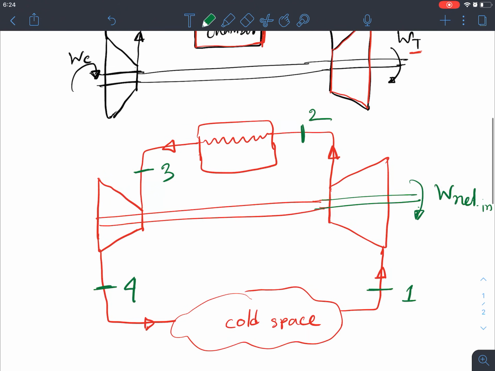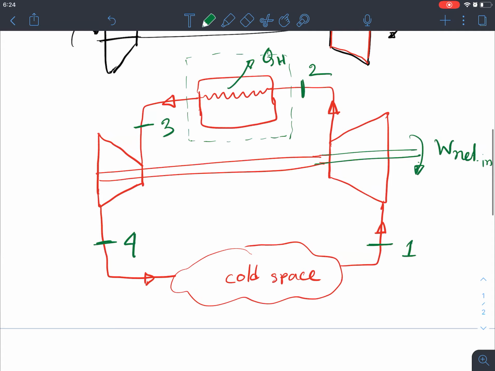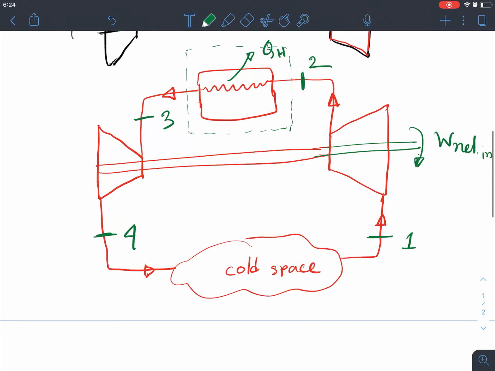What is this heat exchanger doing? So the heat exchanger is basically placed outside, right? So basically it's rejecting the heat, QH amount of heat, in this heat exchanger. And because it's constant pressure heat rejection, the pressure is still high, right? So when we expand that high pressure gas through a turbine, what is happening here, it's also reducing the pressure and temperature.